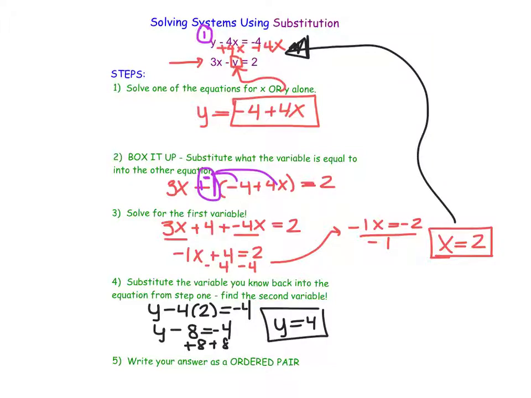So what I have essentially found here is that my point of intersection for these two linear equations occurs when x is 2 and y is 4.